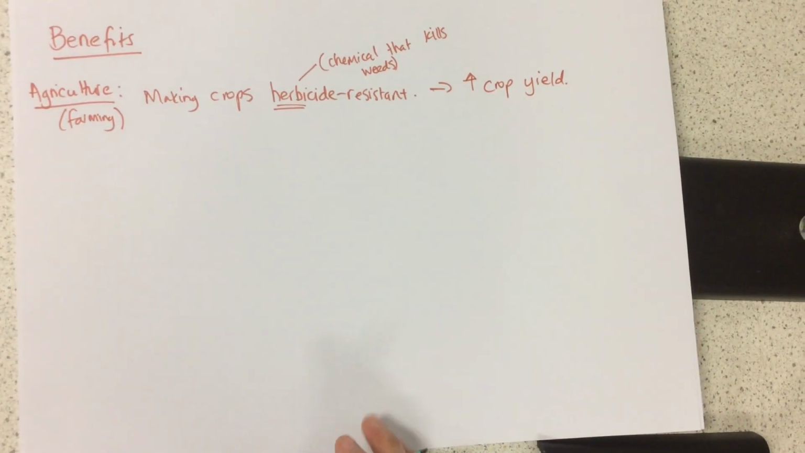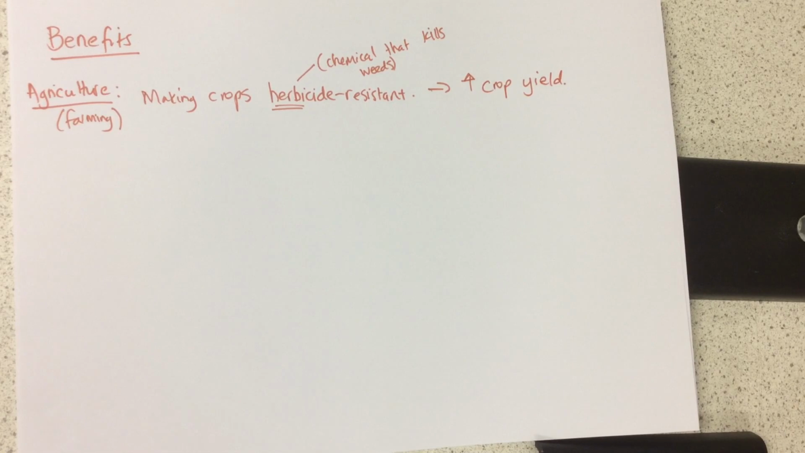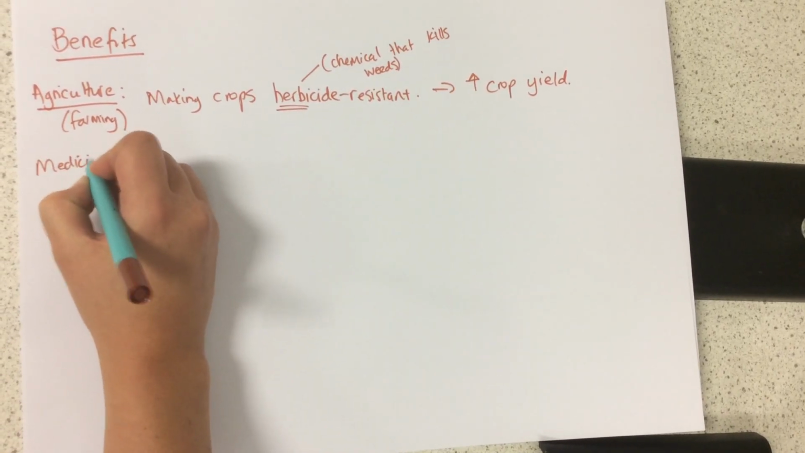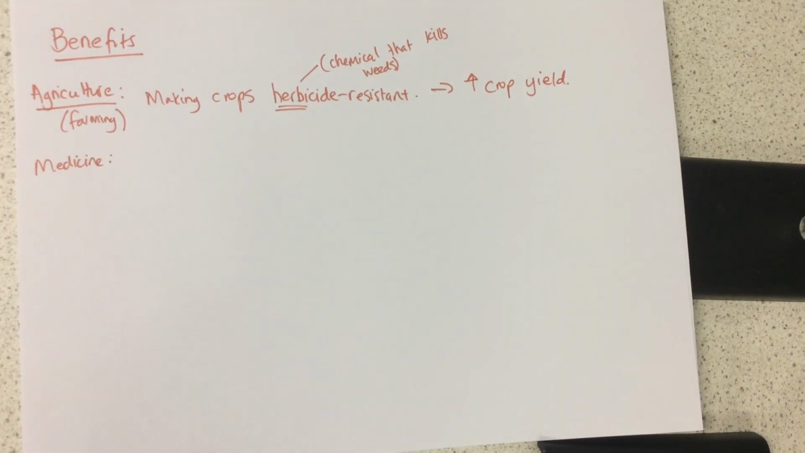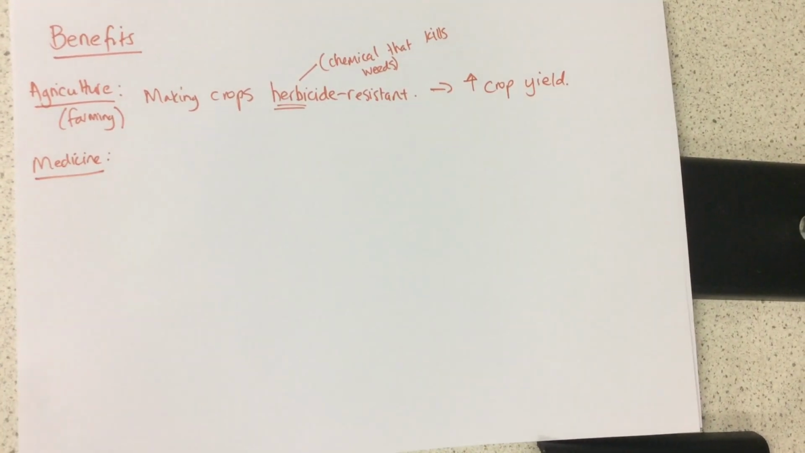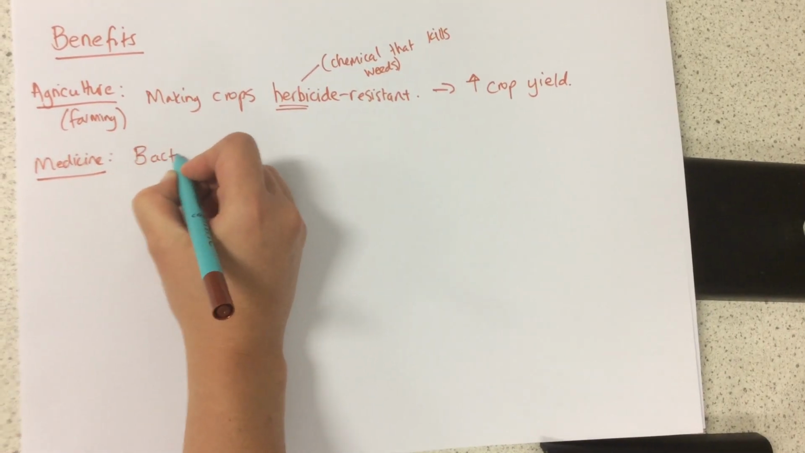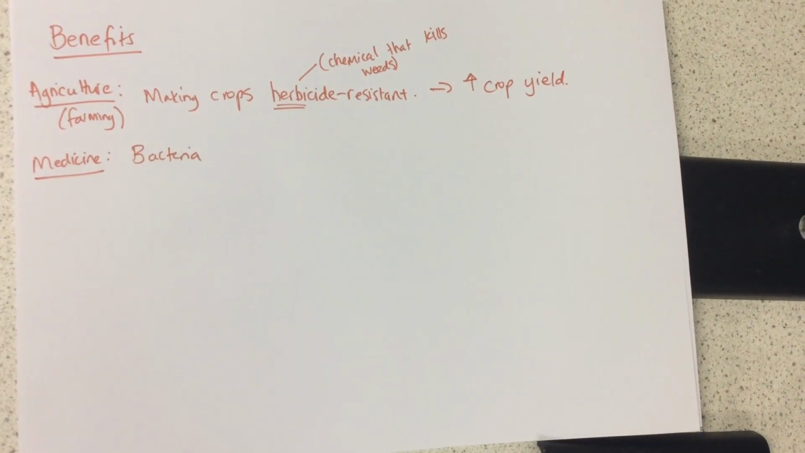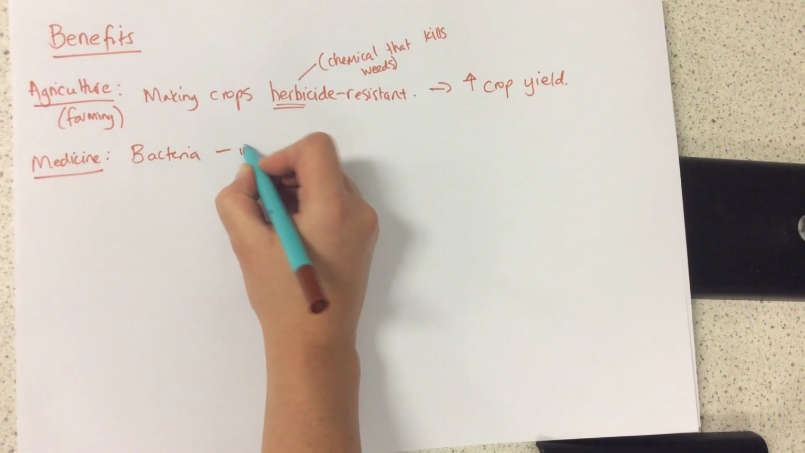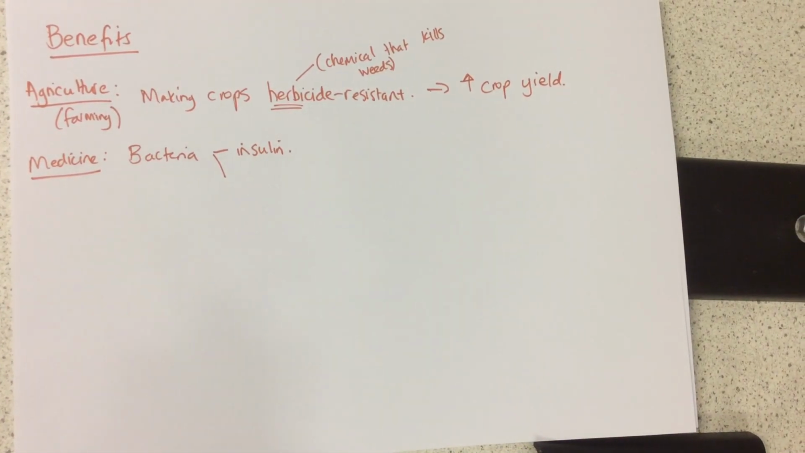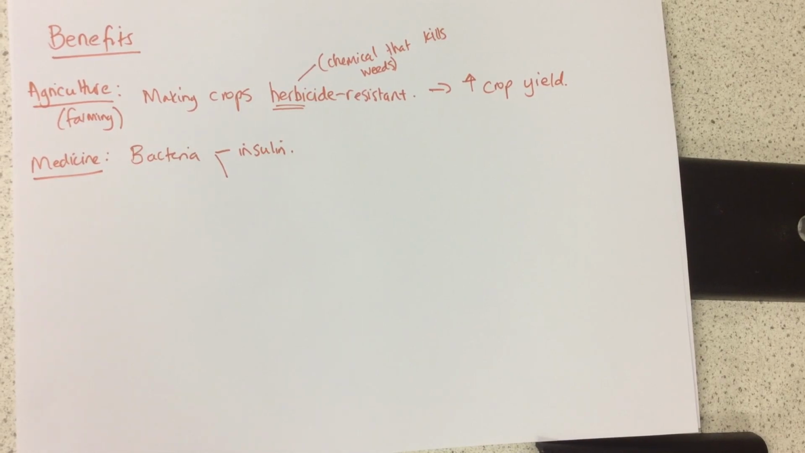If we have a look at the benefits of genetic engineering in medicine, one of the main things that you would have learned about is the example of insulin. There are many other medical benefits, but in that one they use bacteria because bacteria reproduce so quickly. So they would use bacteria which can make the protein insulin. Refer back to the genetic engineering video to see how that gets done.